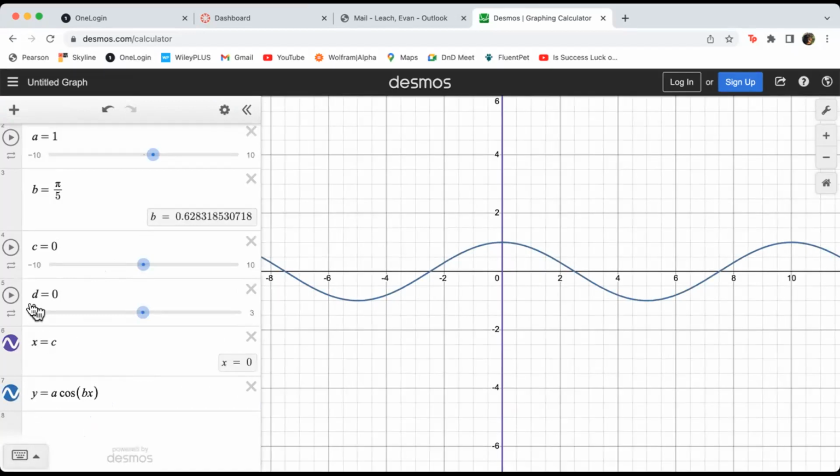So if I put C into motion, C starts to shift over. And when C gets up to 10, everything lines up again. This is because I've shifted the value of C. The horizontal shift is now the same as the period.